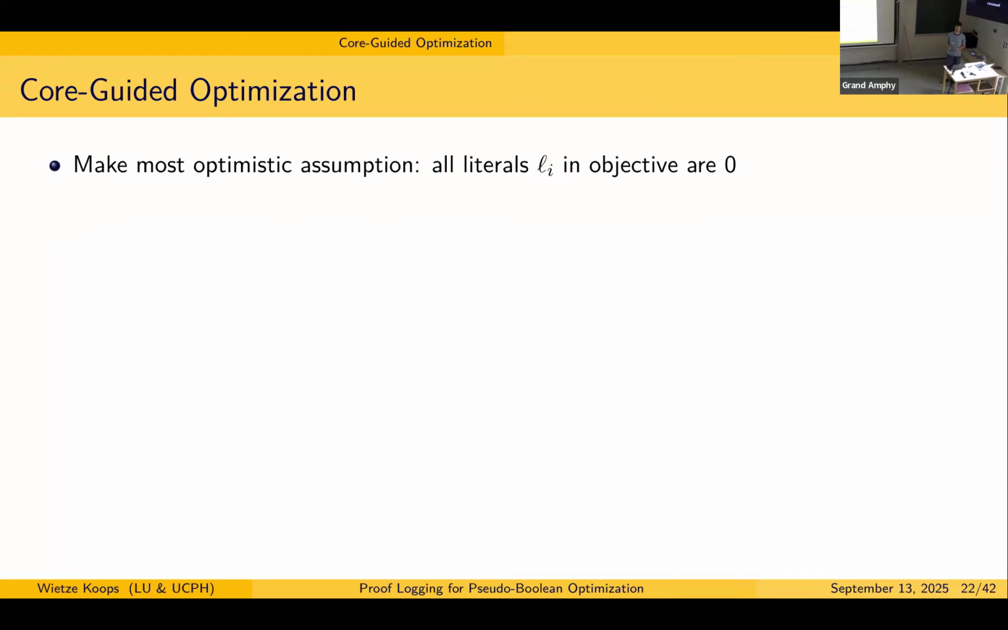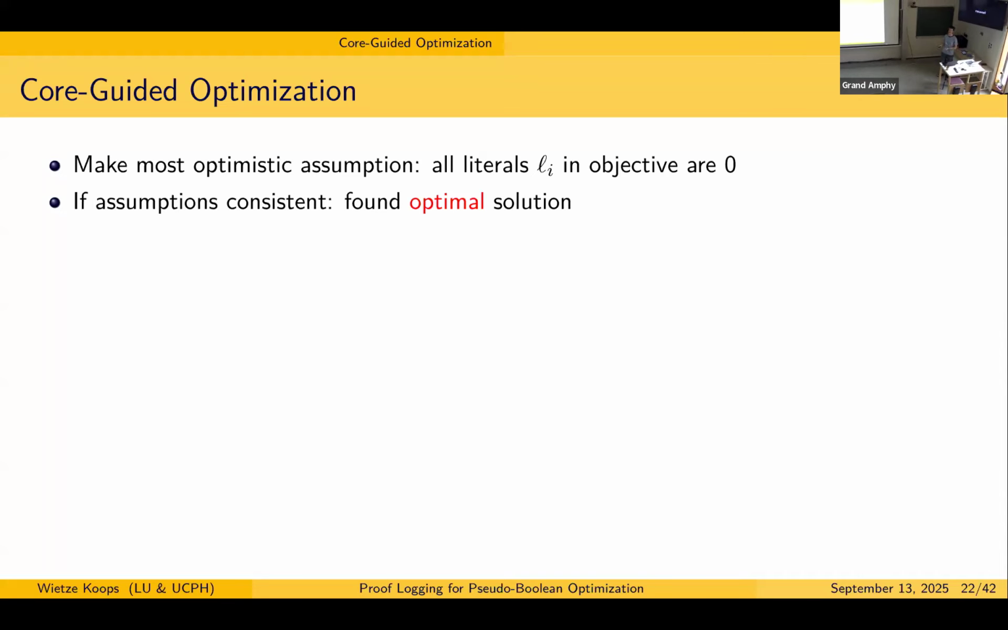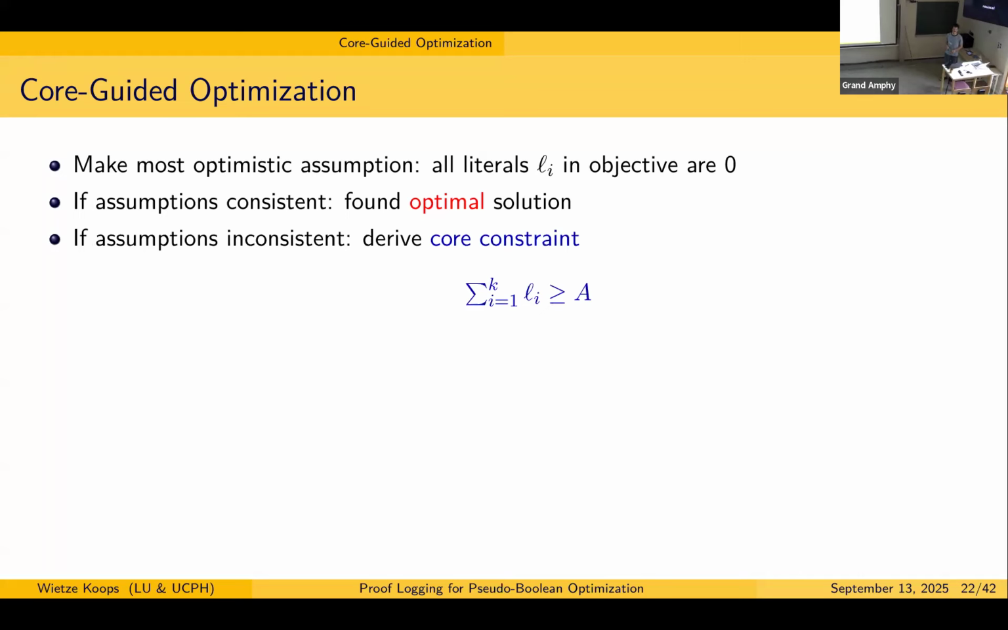One particular way to do this is core-guided optimization. Core-guided optimization makes these assumptions in the most optimistic way. It's saying, I have my objective, and it would be great if all the literals in the objective are 0. Then my objective value is 0, or some constant term that I have, and that's clearly the lowest value I can achieve. So if these assumptions are consistent, then automatically the solution that I find is optimal. That would be great. Well, usually it's going to be inconsistent at the start.